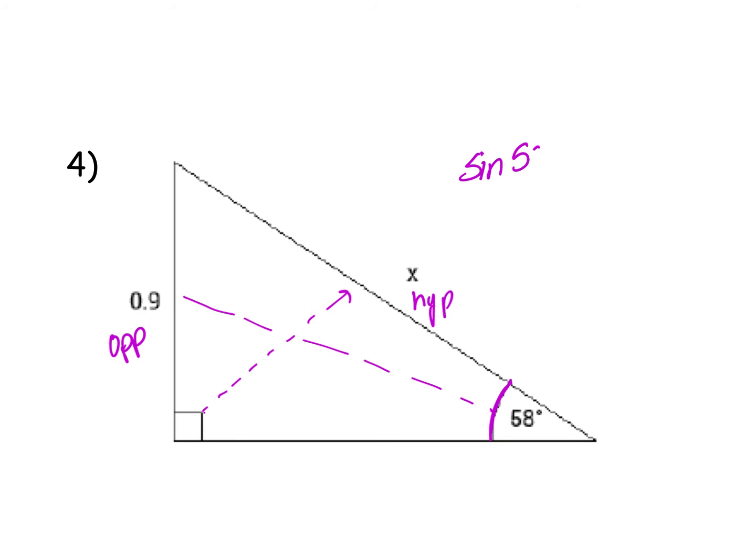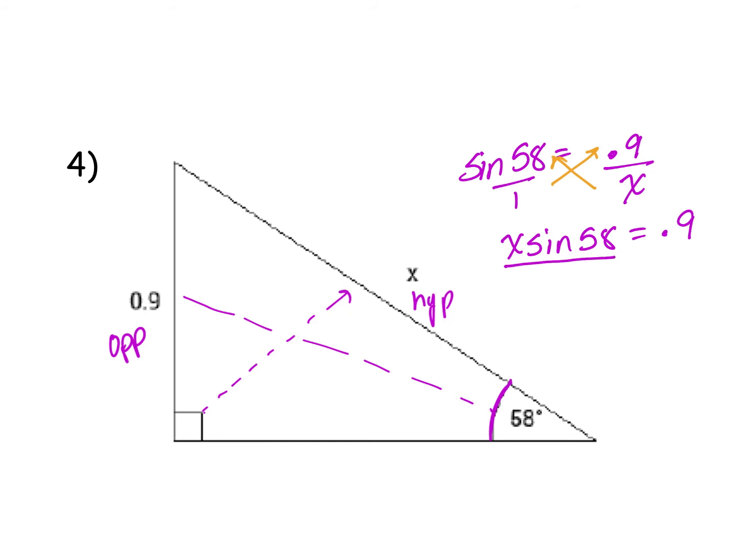So I've got sine of 58 is going to equal 0.9 over x, okay? I'm still cross multiplying, so I'm still going to multiply here and here. So this time I've got x times sine of 58 equals 0.9, but this time my x isn't alone. So how do I get x by itself? How do I undo multiplication? Divide. What am I dividing by?